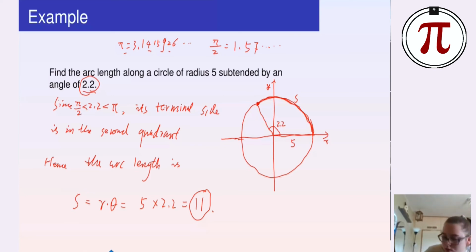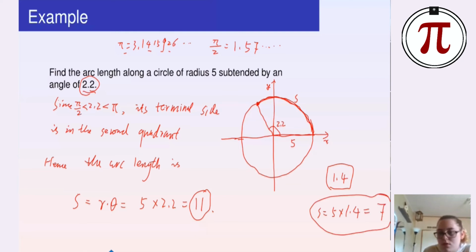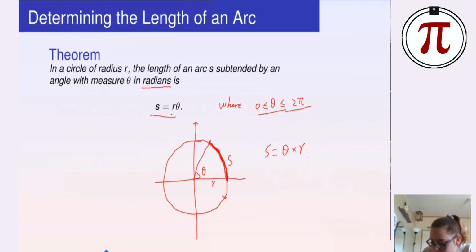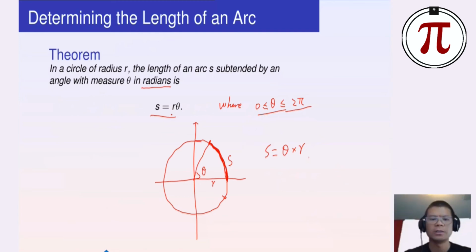If I give you another angle, what if the angle is 1.4? Then S is going to be 7. So if theta equals 1.4, we will have this. Basically it's just the product of the radius and the angle measured in radians, and that gives us the arc length.